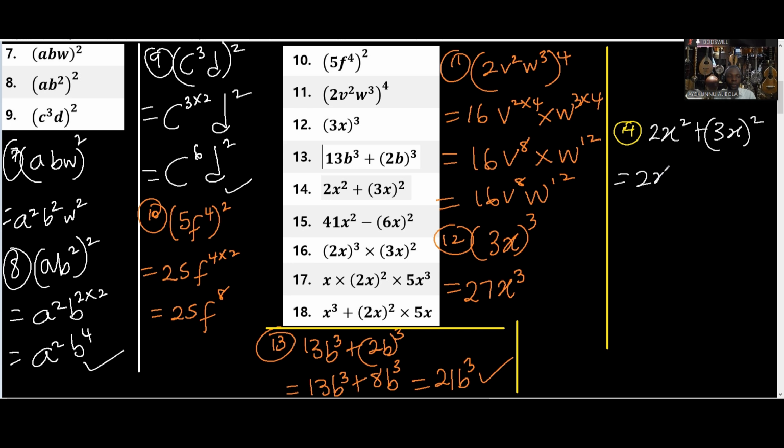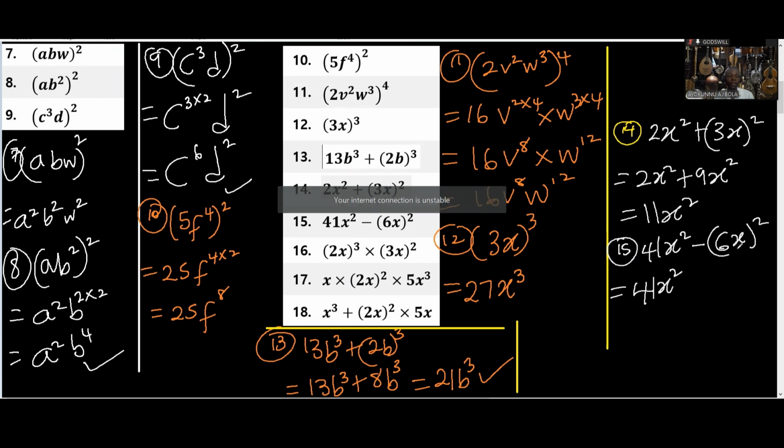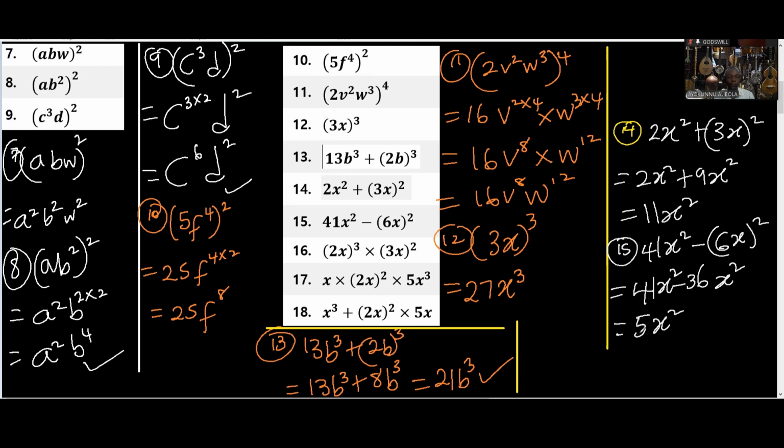So this is 2x squared, then 3 squared is 9, then x squared. So 2 plus 9 is 11x squared because they are both x squared. Then number 15, we have 41x squared minus 6x all squared. So this is 41x squared, then 6 squared is 36, then x squared. So 41 minus 36 is 5x squared.